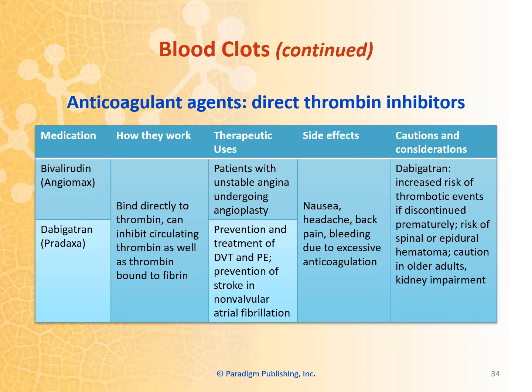Some anticoagulant agents include direct thrombin inhibitors, which are bivalirudin or dabigatran. The way they work is they bind directly to thrombin. They can inhibit circulating thrombin as well as thrombin bound to fibrin.